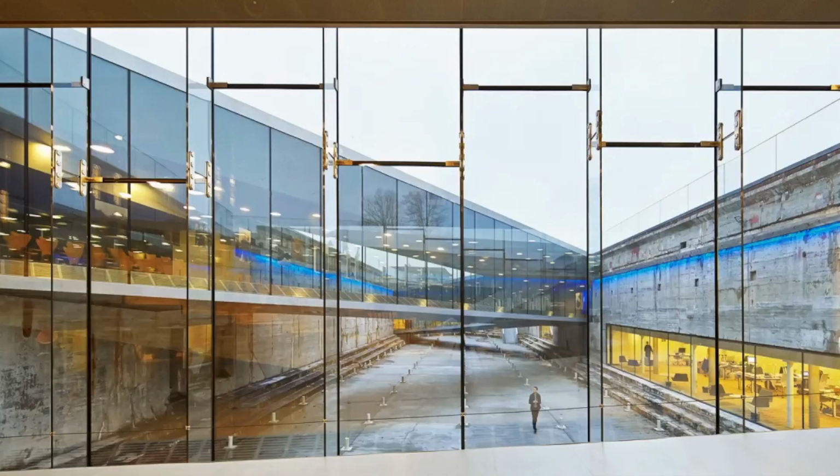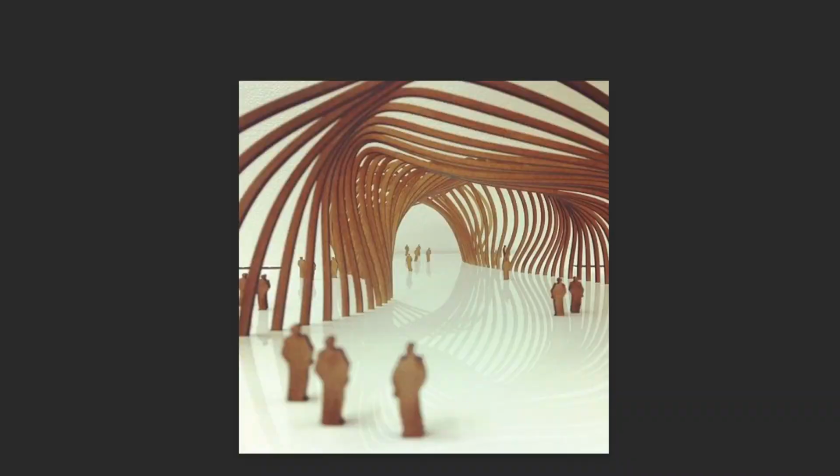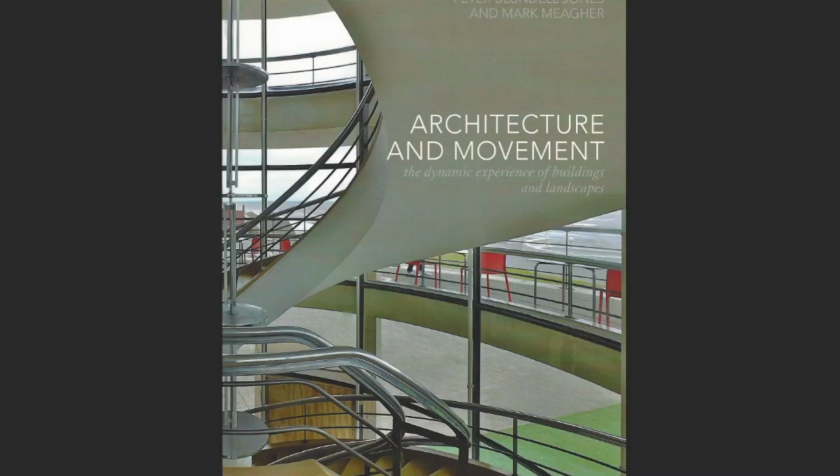Second, use light and shadow. Light and shadow can be used to create movement within a space. For example, a building with a series of windows that allow light to filter through at different angles can create a dynamic display of light and shadow that encourages movement and exploration.